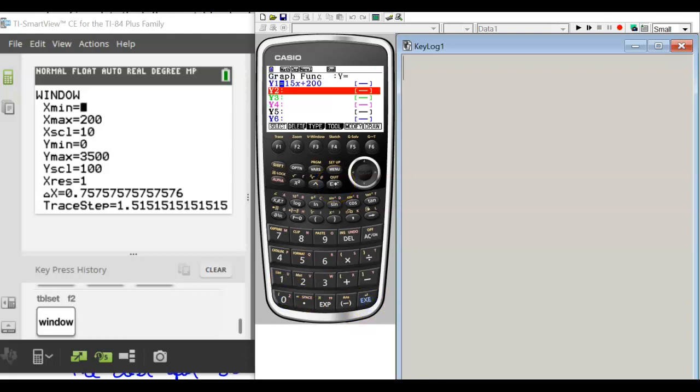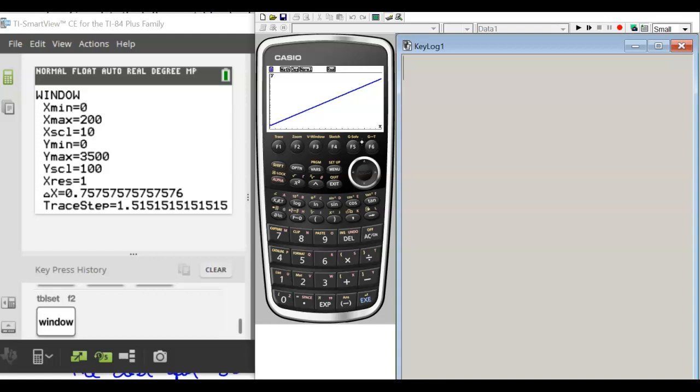Okay, so I'm back to my Y equals. Then you'll see on the very right on the screen it says draw. I want it to draw, and so that means I do F6, that key, and there it is. Okay, so you should have the same graph.